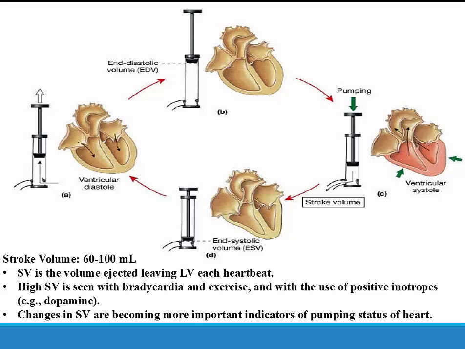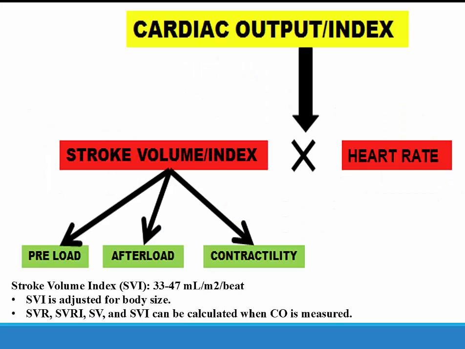Stroke volume is 60 to 100 mL. It is the volume ejected leaving the left ventricle with each heartbeat. High stroke volume is seen with bradycardia and exercise and with the use of positive inotropes such as dopamine. Changes in stroke volume are becoming more important indicators of the pumping status of the heart. Stroke volume index is adjusted for body size.